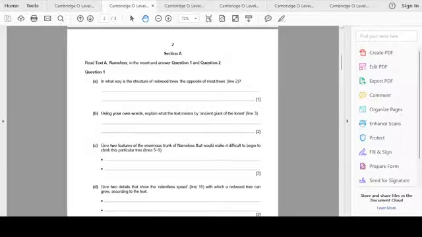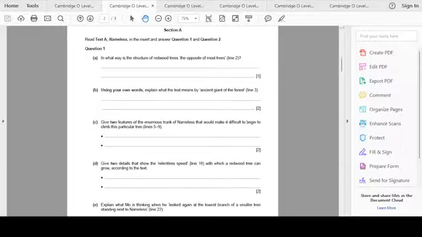Section E, right? That is the comprehension. It says over here, read text A, Nameless. Nameless is the title given to the text in the insert, and answer questions 1 and 2, right? And so here is the insert.